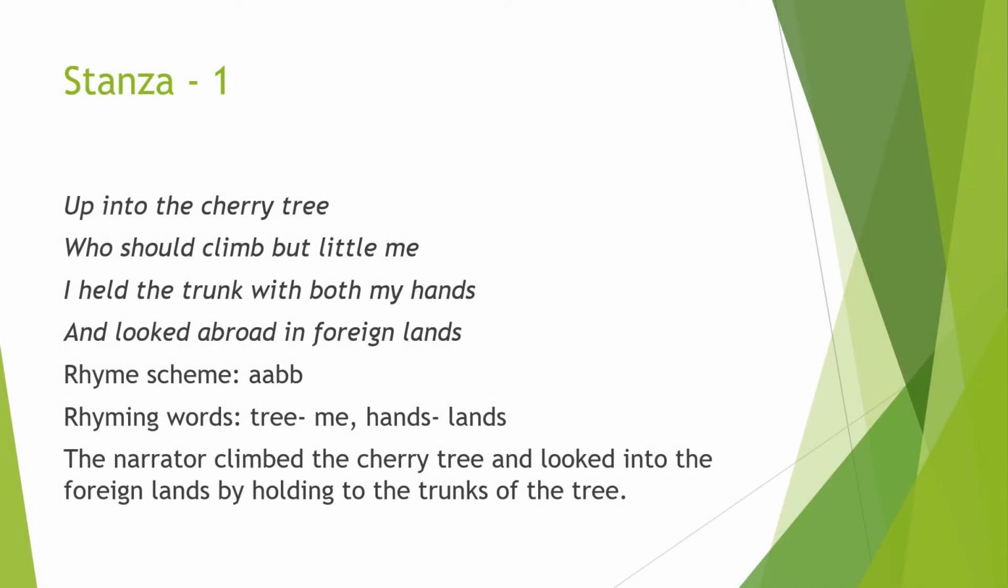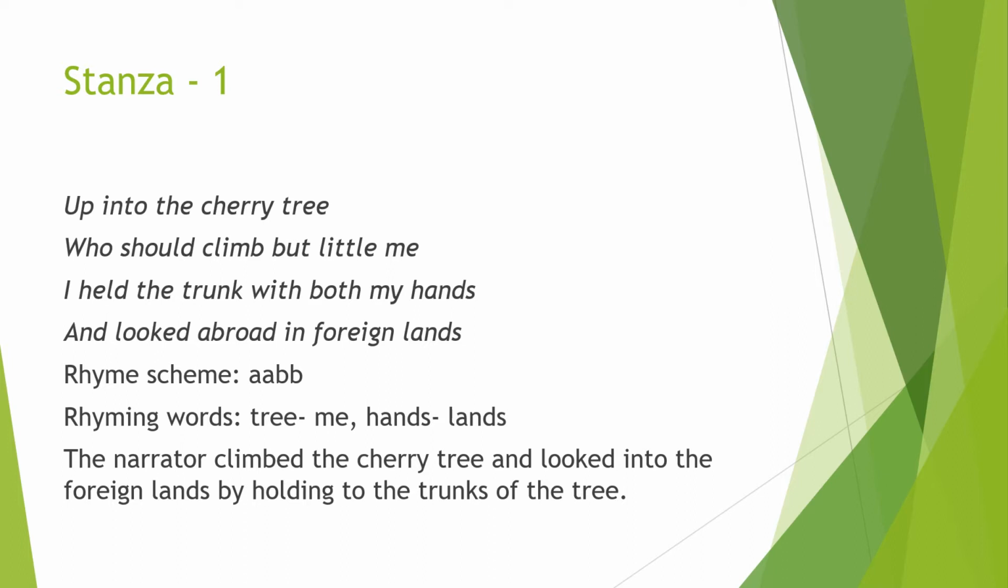Let us see the explanation and the poem lines from stanza 1. Up into the cherry tree, who should climb but little me? I held the trunk with both my hands and looked abroad in foreign lands. Rhyme scheme A, B, B.